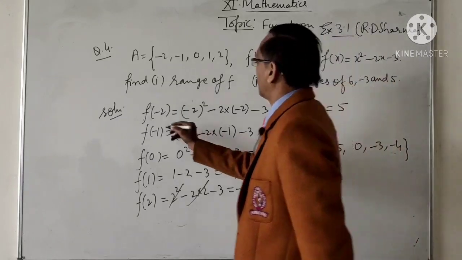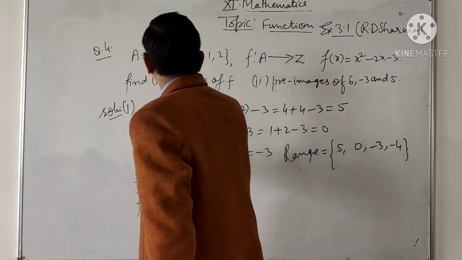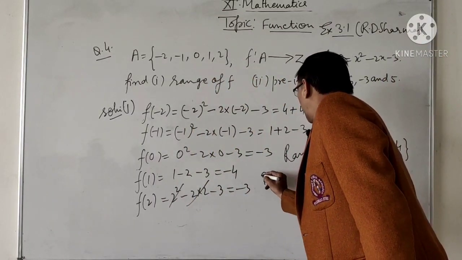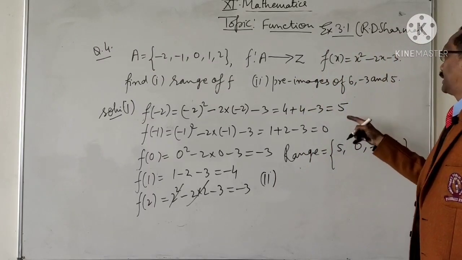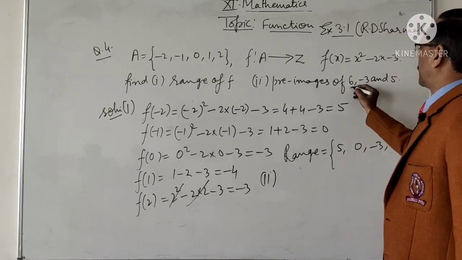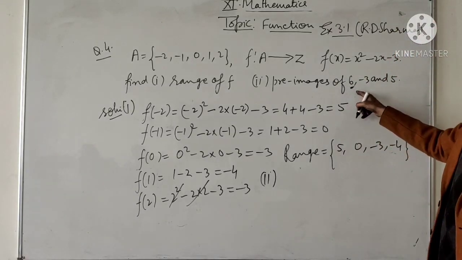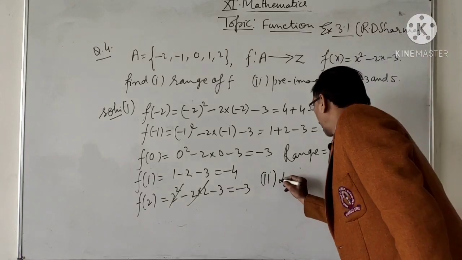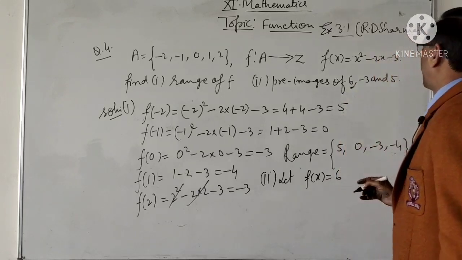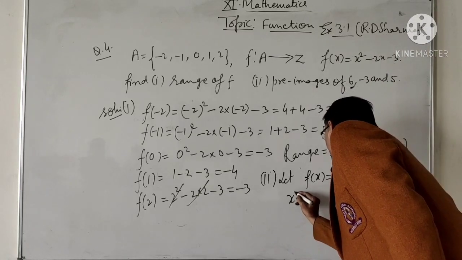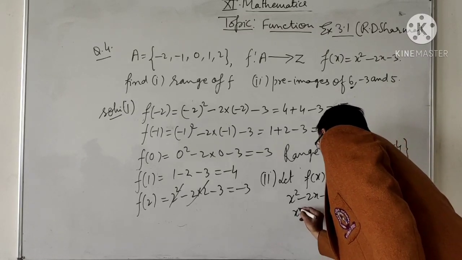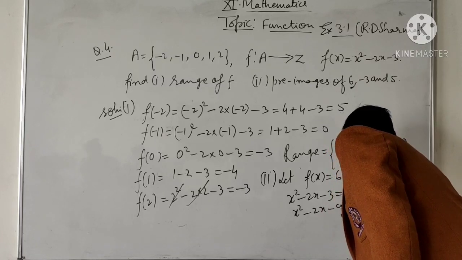The second part, find the pre-image. To find the pre-image of 6, here x is said to be the pre-image of f(x). So let f(x) equal to 6. So we have to find the value of x. It is x² - 2x - 3 equal to 6, or x² - 2x - 9 equal to 0.